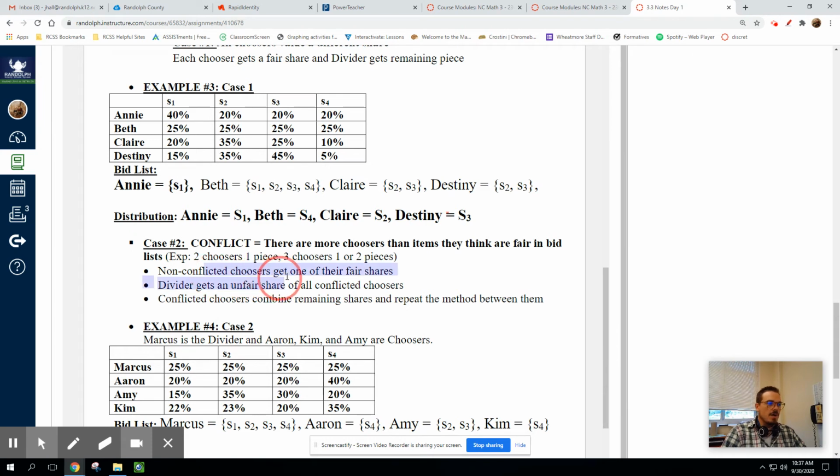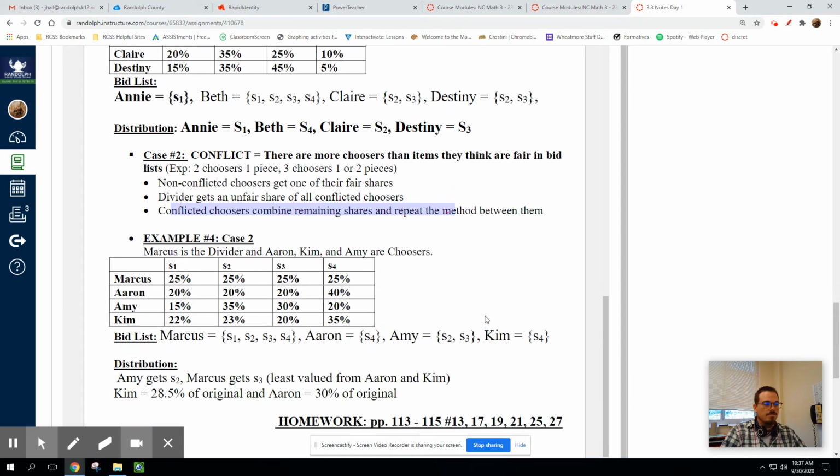So if there's non-conflict choosers, they get one of the fair shares that they decide. The divider gets an unfair share of all of the conflicted choosers, even though the divider, because they're the divider, is going to get what they like. And the conflicted choosers combine remaining shares and repeat the method between them.